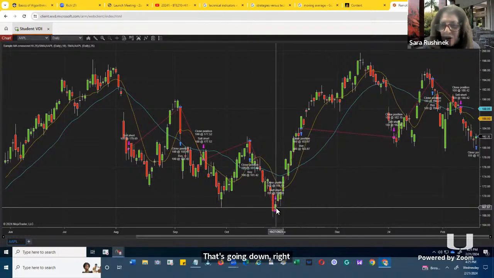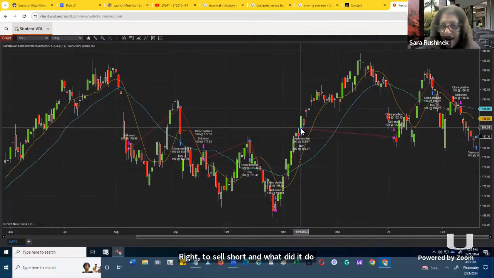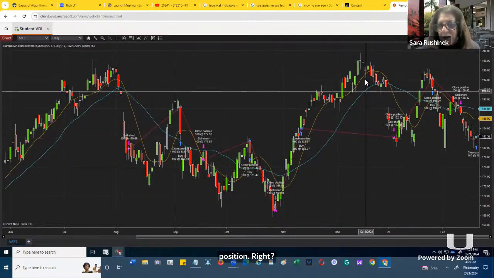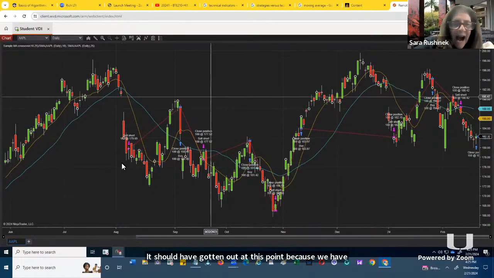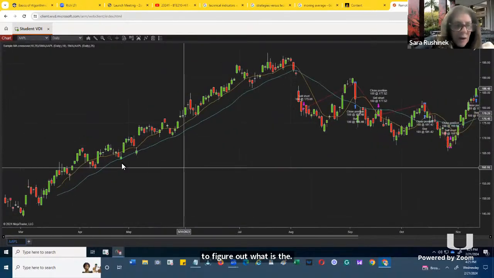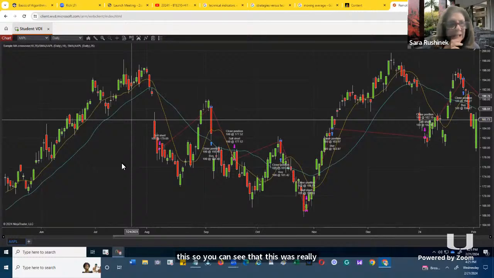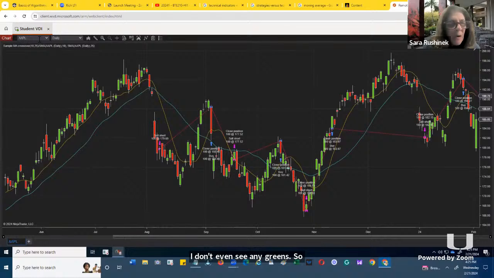And what did it do? It went up. So it got out here, right? It said close the position, right? And here it stayed too much in the trade. It should have gotten out at this point because we have to figure out what is the algorithm to let me know this. So you can see that this was really, I don't even see any greens. So what we can do, you see how in the corner here, Sophia, it says AAPL?